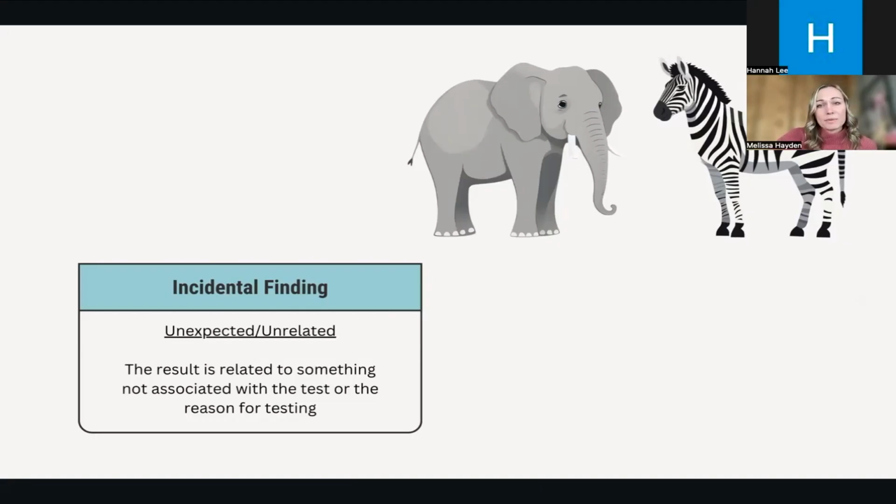Even though these findings were not anticipated, they can still be clinically significant. Practitioners need to decide whether to act on this information, especially if it suggests a risk for another condition that could impact the patient's health.